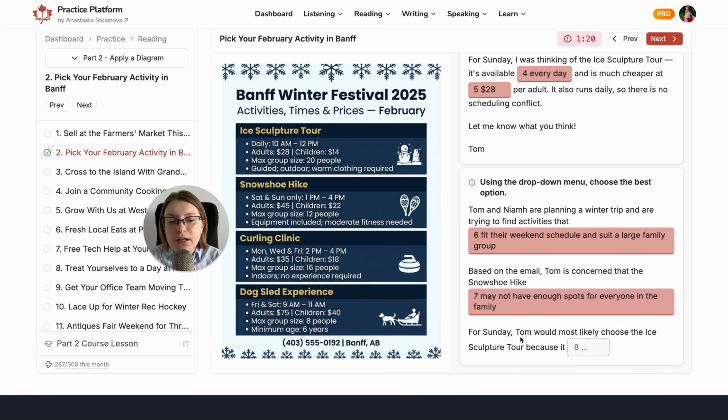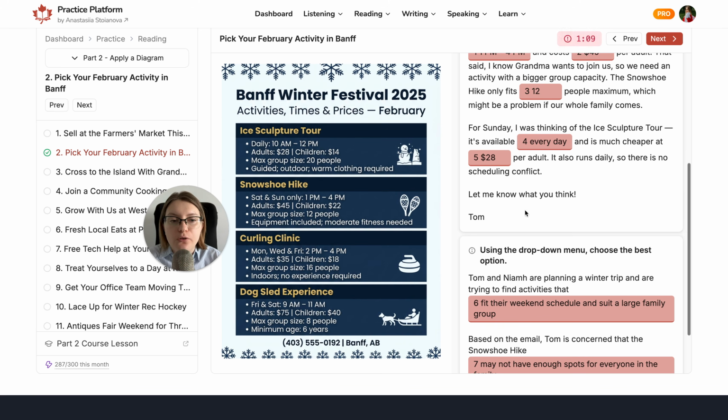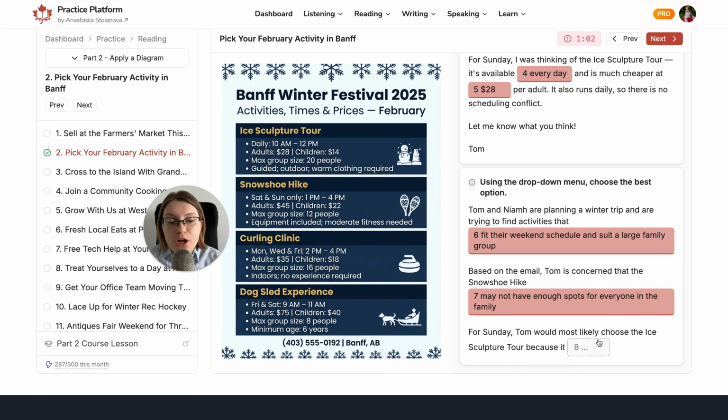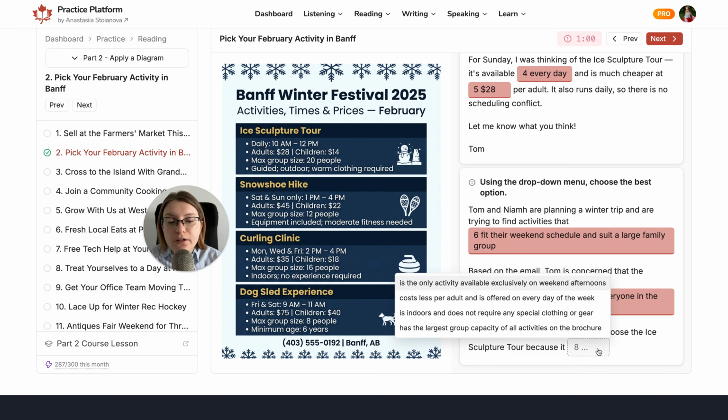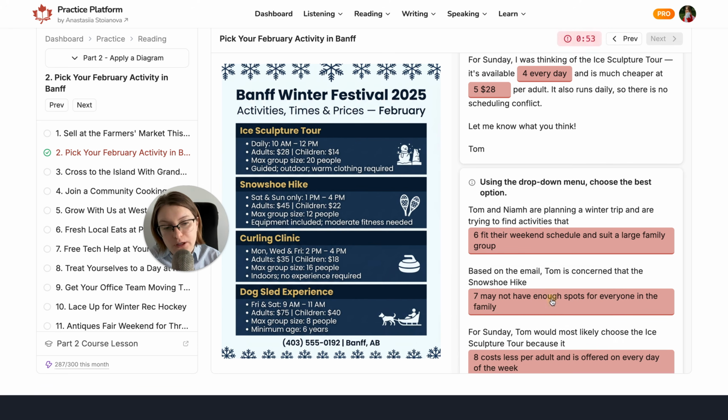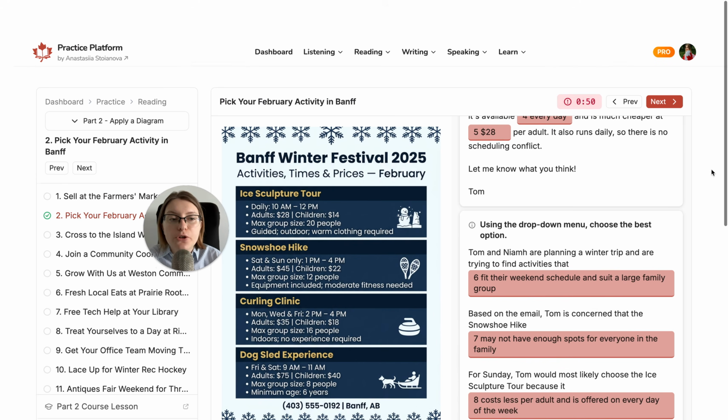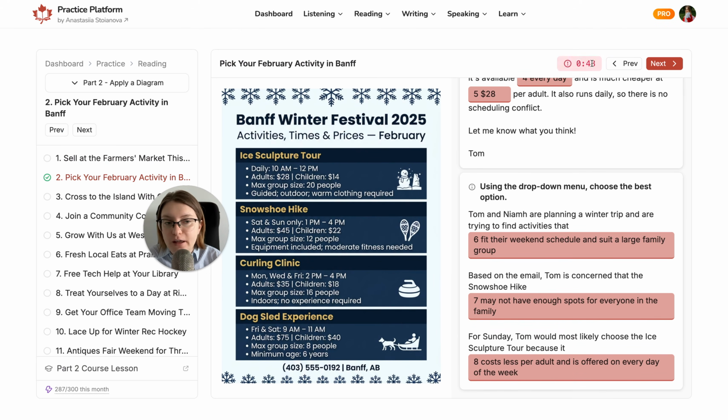And it's a bit tricky here, and sometimes you might get a question like that for sure, because the question asks, Tom would choose this. Why? Not because of the sizing after all, but because of the price and because of the schedule. So that's important always to go back and double check in the text. And that's why the correct answer here would be costs less per adult and is offered on every day of the week.